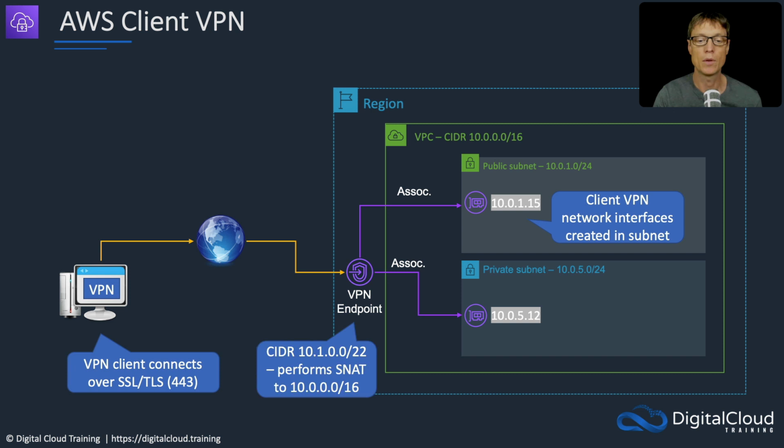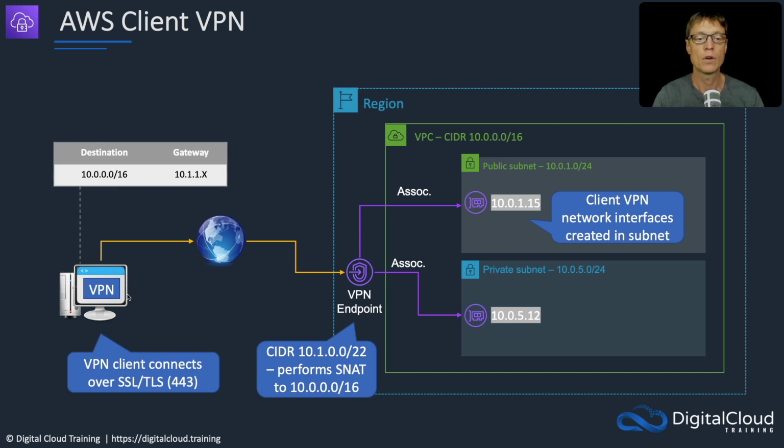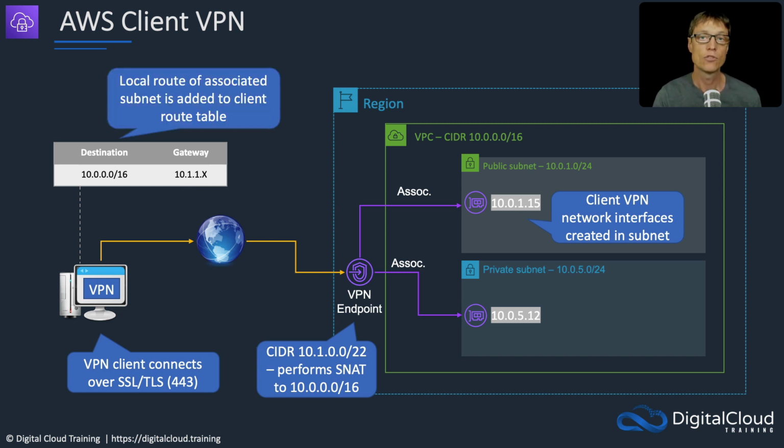The VPN endpoint will actually perform source network address translation from the CIDR block that's associated with the VPN client to the CIDR block that's associated with the VPC. And on the client side, if you look in your route table, you can run a command on Windows which is route print, and you would then see your route table, and you'd be able to see that you have a destination for the CIDR block of the VPC and a gateway which is pointing at the VPN endpoint. So that's the theory behind how a client VPN works.